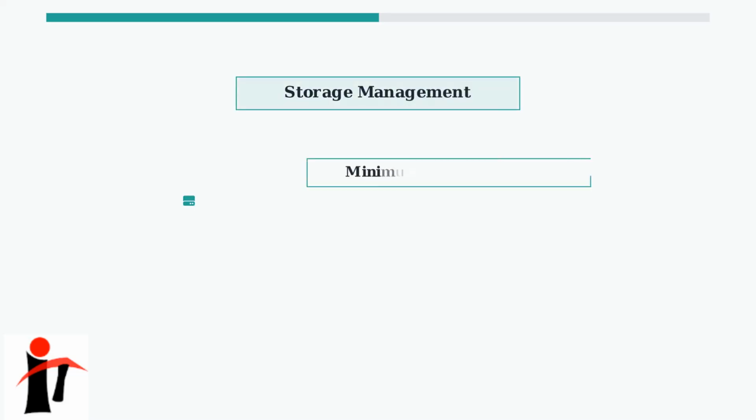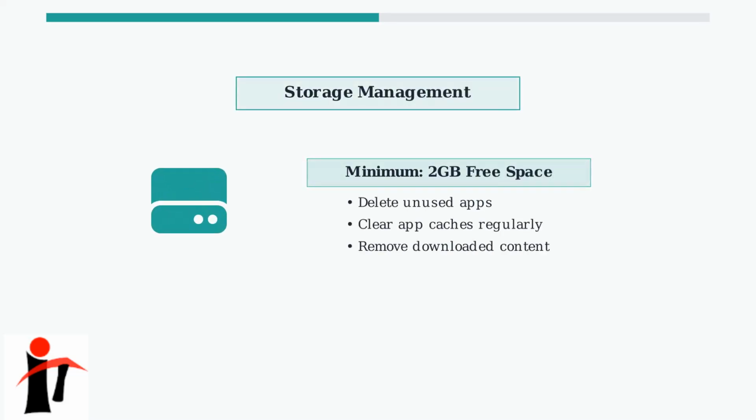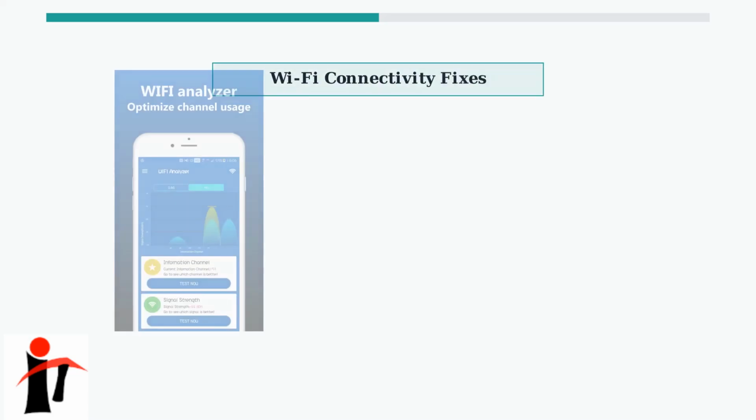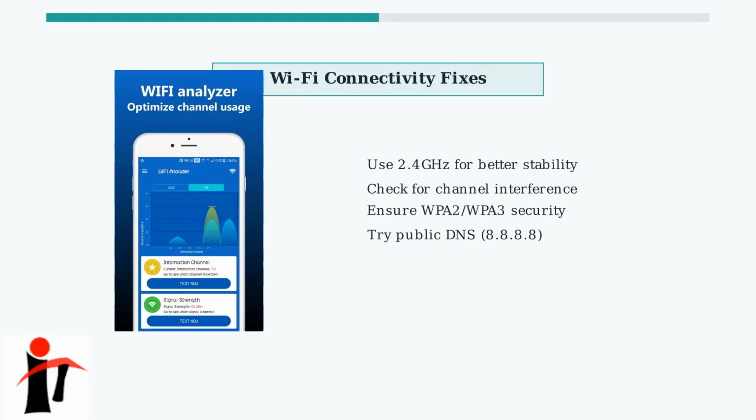Ensure you have at least 2 GB of free storage space. Insufficient storage prevents app downloads and updates and can cause existing apps to malfunction or crash. For persistent Wi-Fi issues, use a Wi-Fi analyzer to identify optimal channels and minimize interference. This tool shows you which channels are congested and helps you find the best connection.